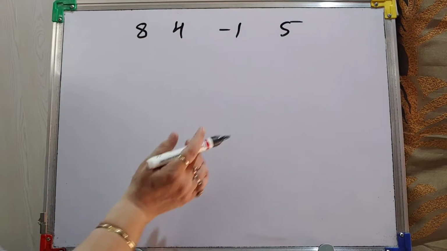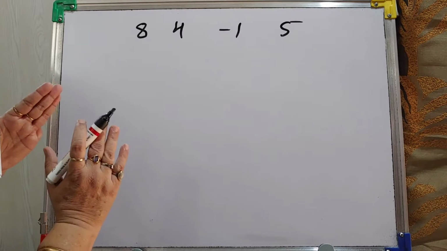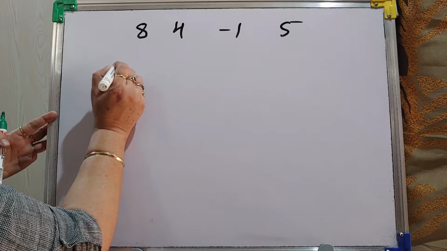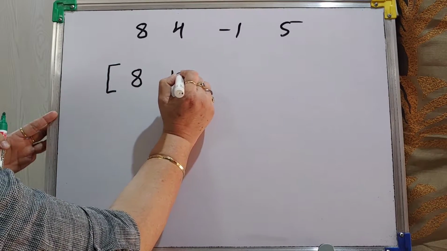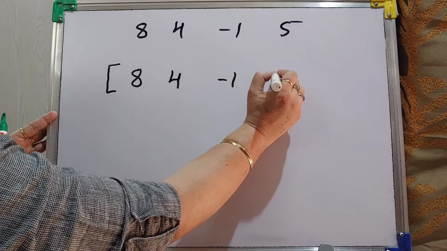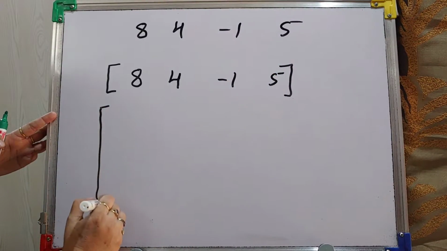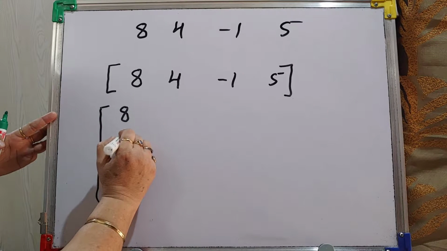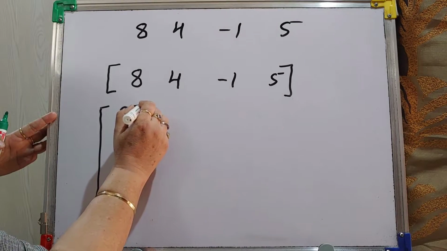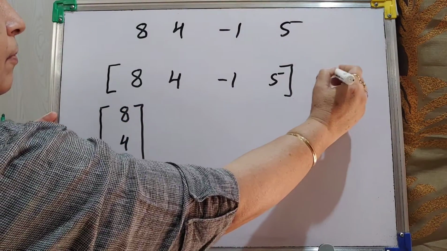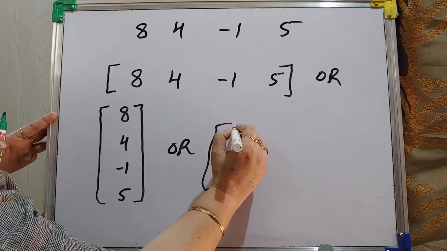Students, I have taken 4 numbers. I have to arrange them in the form of rows and columns, which means in rectangular form. So I can arrange the numbers like this. I can arrange them in this way also. Or I can arrange them in this form also.